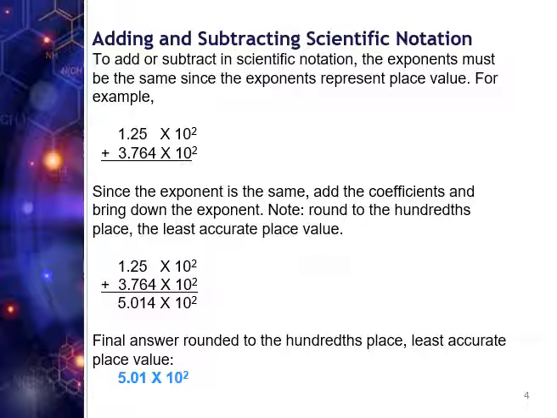So 1.25 times 10 to the 2nd plus 3.764 times 10 to the 2nd is 5.014 times 10 to the 2nd. Rounded to the hundredths place, the answer is 5.01 times 10 to the 2nd.